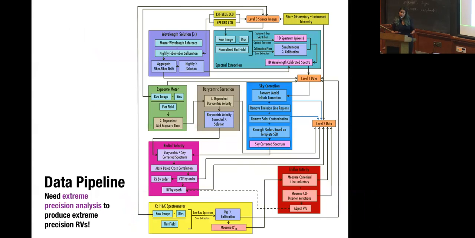So I work a lot on writing data pipelines for these next generation instruments. To do extreme precision radial velocity, you need an extreme precision pipeline. This is a schematic, kind of a big schematic, showing the pipeline for the Keck Planet Finder instrument in particular, which is actually borrowed from the NEID idea. But all of these instruments will need to do all of these things.